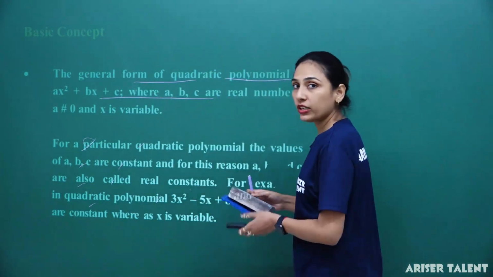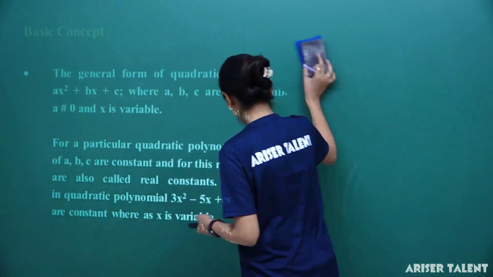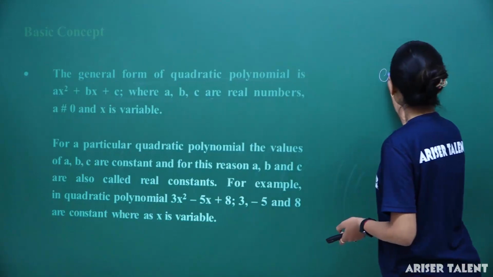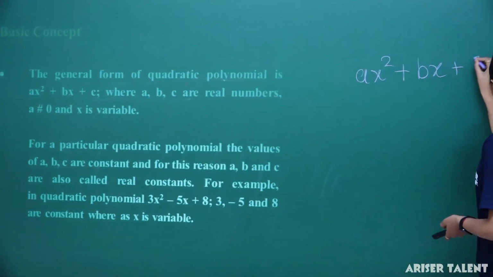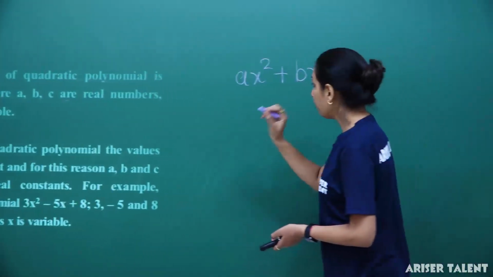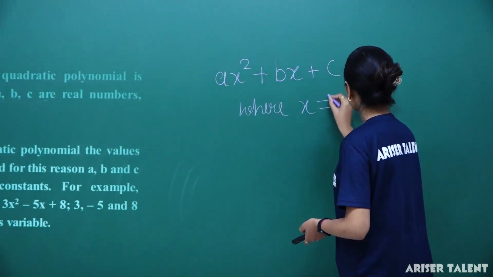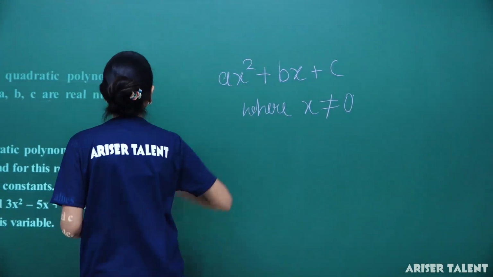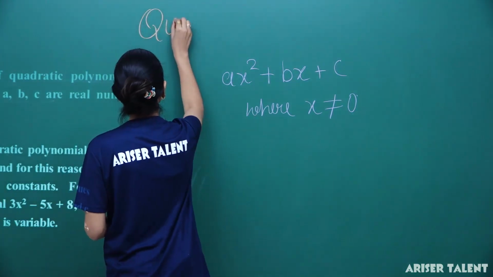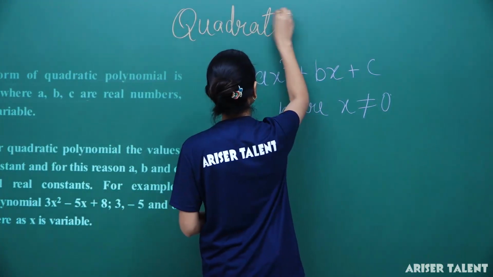The general form is what? ax square plus bx plus c. Okay, you, me, we all know this very well, that this is the basic form of a quadratic polynomial where a is not equal to 0. And this is our chapter, quadratic equation, right?